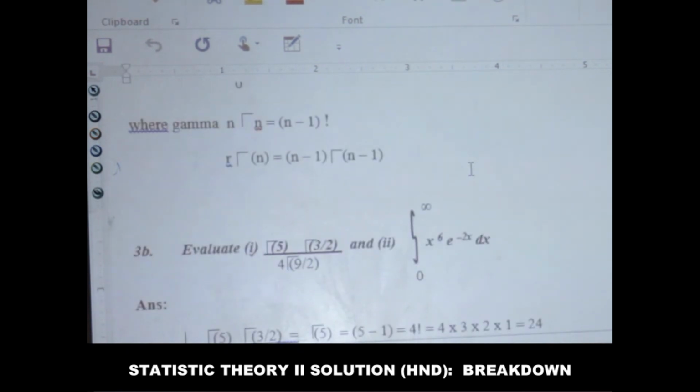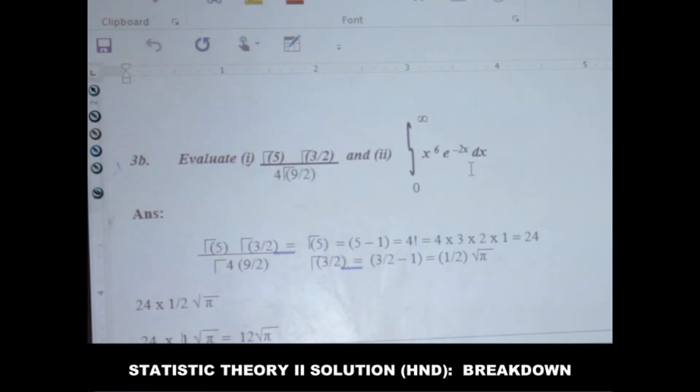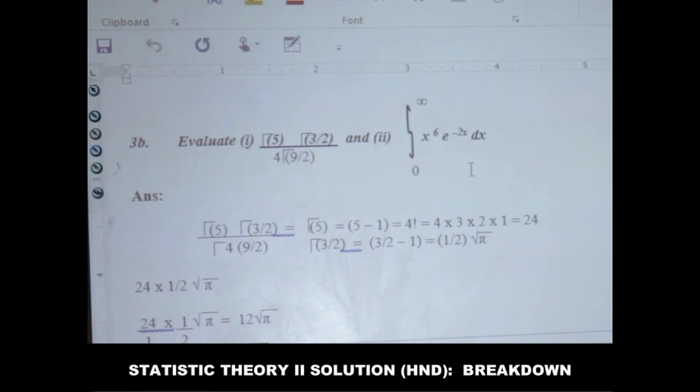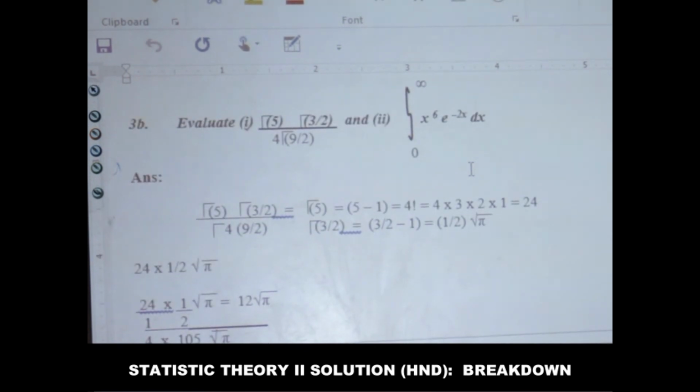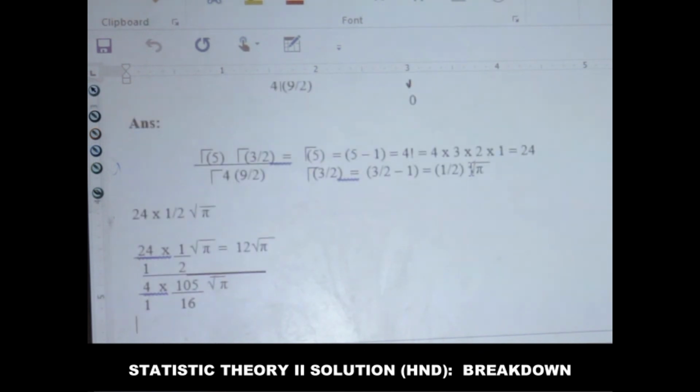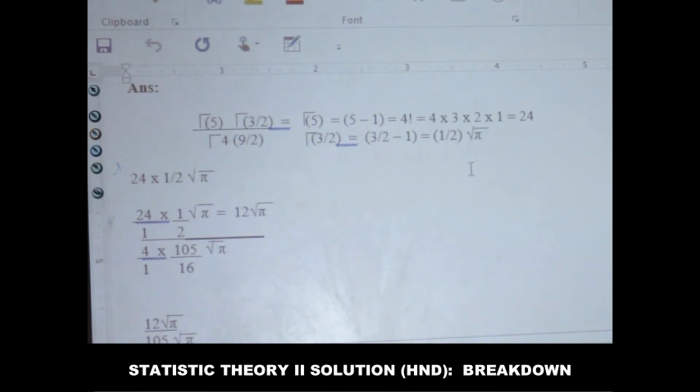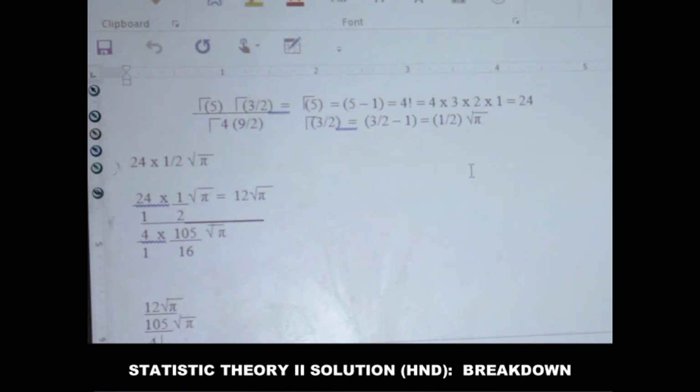So in this case we are given a question: evaluate 1 gamma 5 gamma 3 over 2 all over 4 gamma n over 2. Now we have gamma 5. Firstly, look for the factorial based on the gamma rule. You have 5 minus 1 equals what? 4 factorial. And 4 factorial will give us 24.